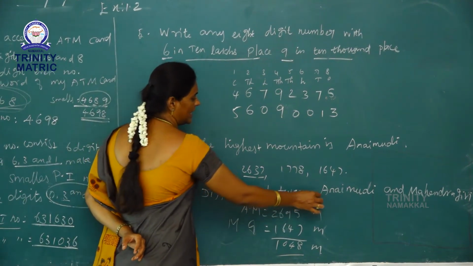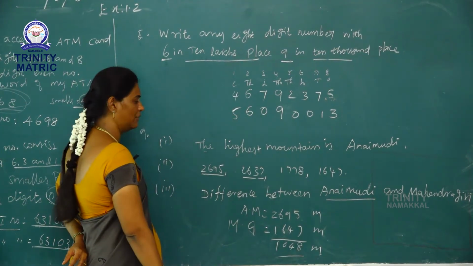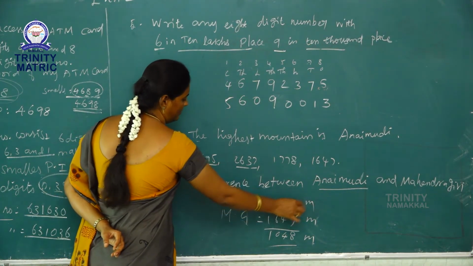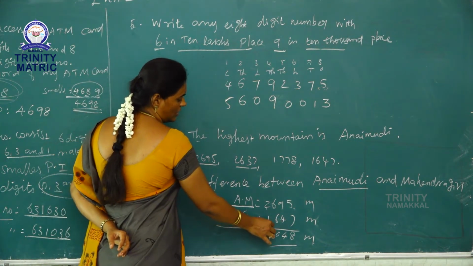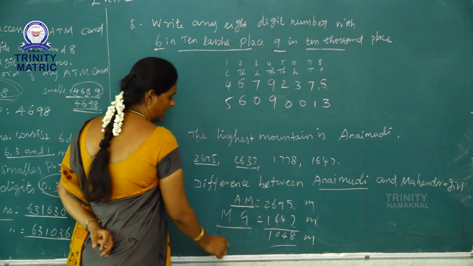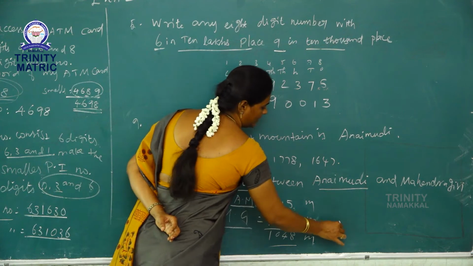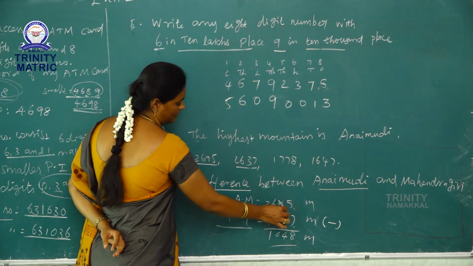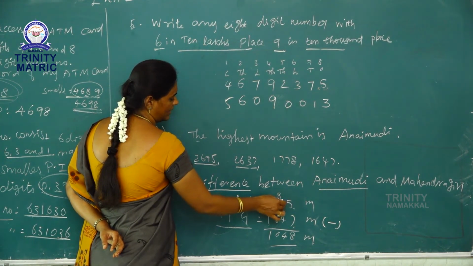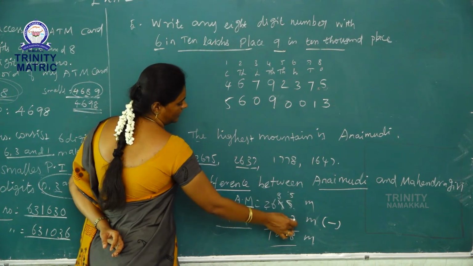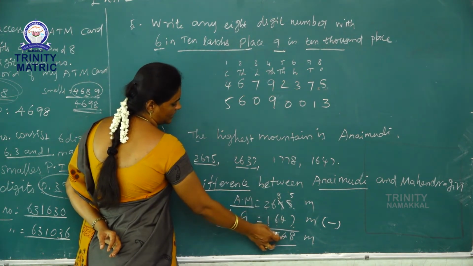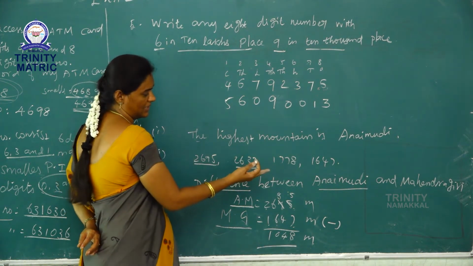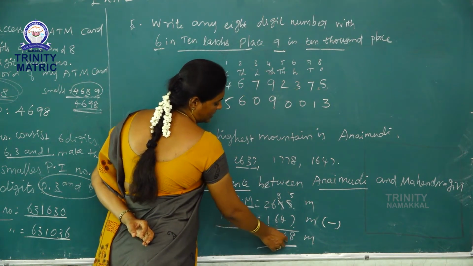Here we have to find the difference between Anaimudi and Mahendragiri. See, the height of Anaimudi is 2695 meters. The height of Mahendragiri is 1647 meters. Now here we have to find the difference. Difference means we subtract these two numbers. Here 5 minus 7 we cannot subtract, so we borrow from the nearest number. This number becomes 8, and this becomes 15. 15 minus 7 is 8. 8 minus 4 is 4. 6 minus 6 is 0. 2 minus 1 is 1. That is, the difference between Anaimudi and Mahendragiri is 1048 meters.